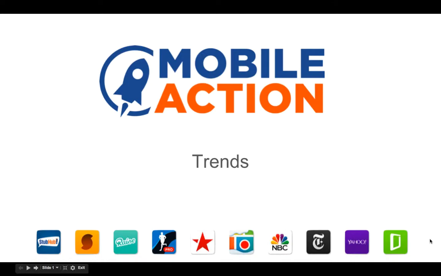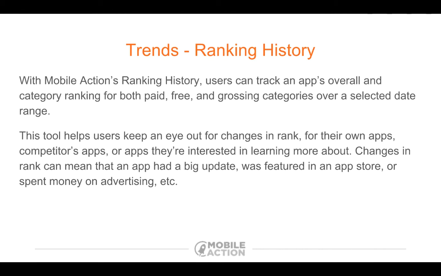Now we're on to trends, the last section of the how-to series by Mobile Action. Trends, really interesting stuff can be discovered here. So jumping into it. There are three types of trends: ranking history, download history, and revenue history.